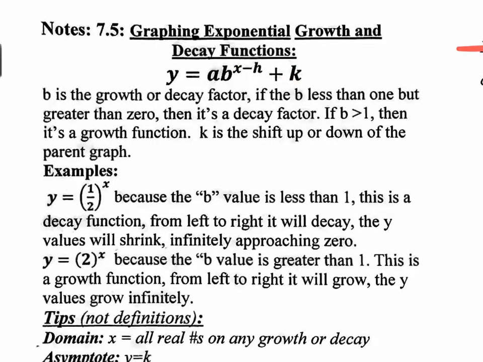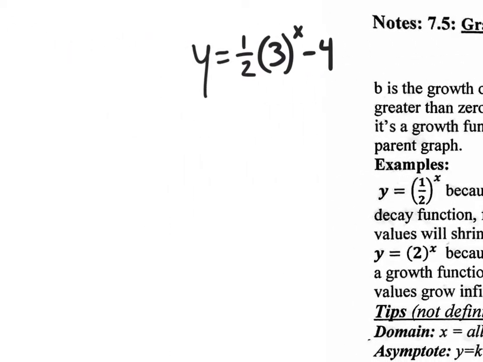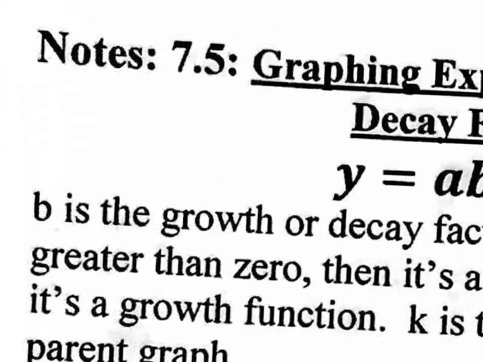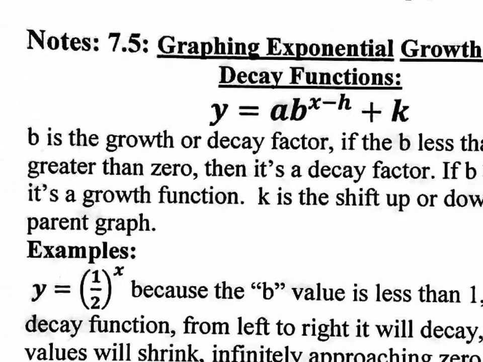Yes? Let me ask you this. On this example, what's your a value? 1/2. What's your k value? -4. What's your b value? 3. All right, we got it. We at least know where a, b, and k are at.